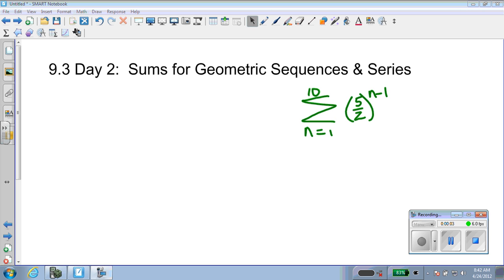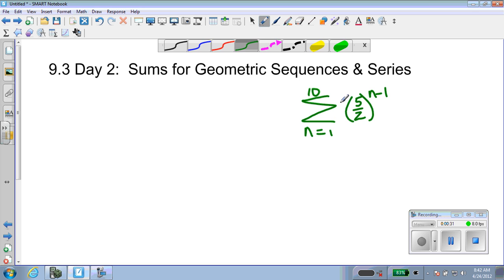Today we're going to talk about partial sums for geometric sequences and infinite series. What we have here is our sigma notation, which indicates we're trying to find a sum from n equals 1 to 10. So for the first 10 terms of this sequence, which is geometric, it has a common ratio of 5/2, and implied here is start with 1.